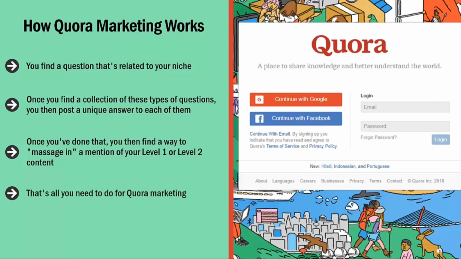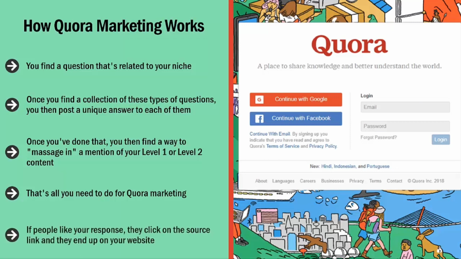That's all you need to do for Quora marketing. It's all about finding the right question and then crafting an answer that not only answers the question directly, but also uses your marketing content as a resource. If people like your response, they click on the source link and they end up on your website. If they click through one or a couple more pages, they end up on your product comparison page. If they like what they see, they can then click to buy the product.